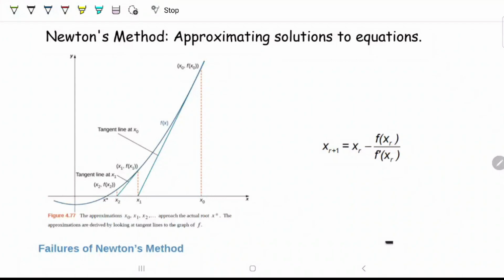All right, welcome to this next video. In this particular video, we're trying to cover the concept of Newton's method. And in the first part, we'll be approximating solutions to equations.